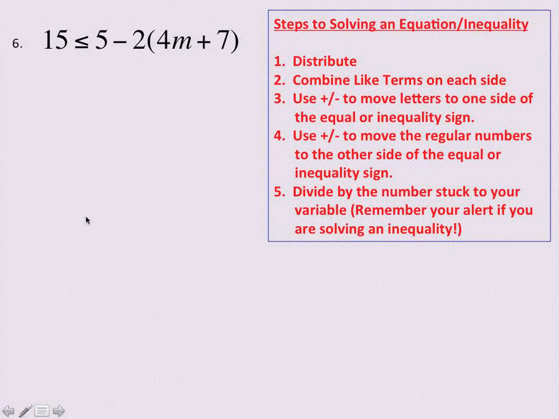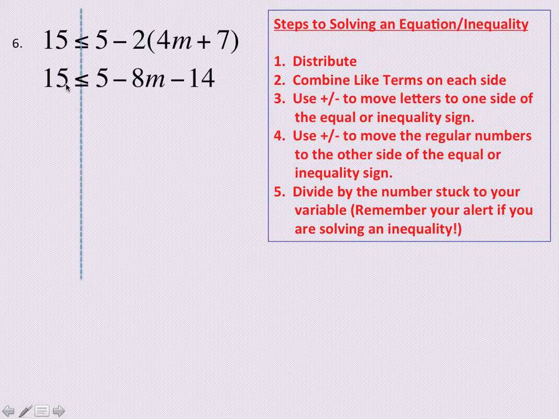All right, more of the same. Okay, here, be careful. You're distributing a negative 2. This number is with this sign right here. So when you distribute, you got to distribute a negative 2 to that and a negative 2 to that. So I have 15 less than or equal to 5. This gets me a negative 8m, and that gets me a negative 14. So negative 8m minus 14. Combine your like terms over here. 5 minus 14 is negative 9. So I got negative 9 minus 8m.